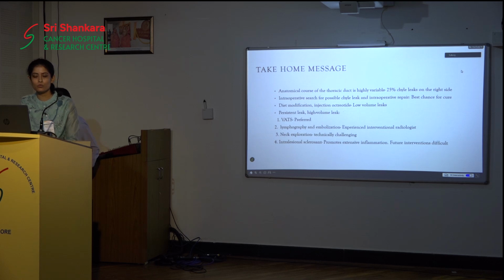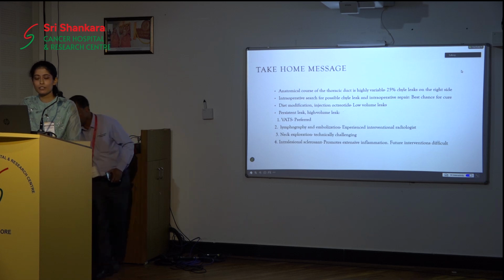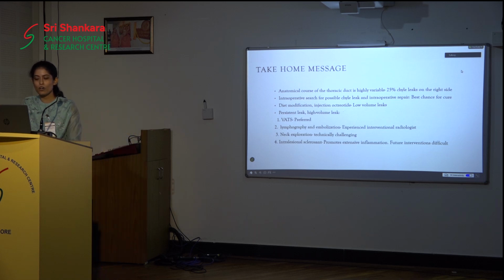And finally, to conclude, the anatomical course of the thoracic duct has many variabilities, and you can also have a lymphatic leak or chyle leak on the right side. The best strategy is to intraoperatively identify these leaks and repair them. Even after doing so, you still might have postoperative chyle leaks. So management is mainly conservative in case of low output leaks, and various interventions like VATS or embolization are reserved when you have a persistent leak or a very high volume leak.